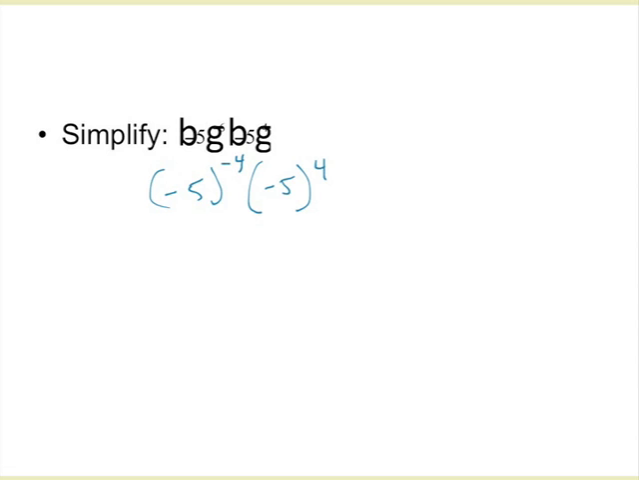Okay. What do we do with the exponents? You add them. We add them. So I get -5 to the 0, which is 1, because anything to the 0 power is equal to 1. How come it wouldn't be negative? -5 to the first is -5. Anything with a 0 exponent is equal to 1.